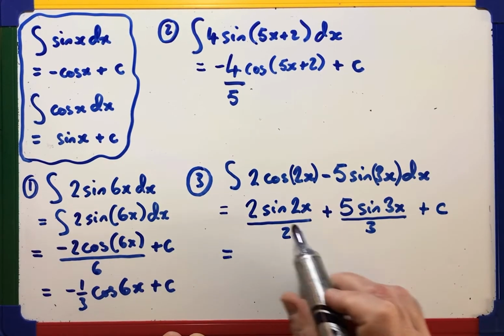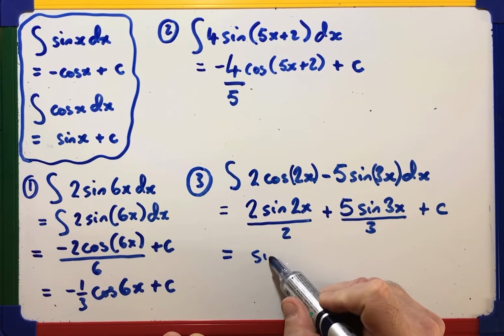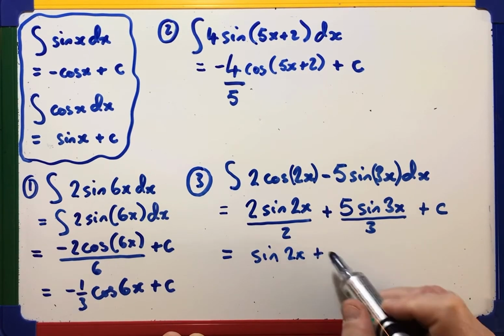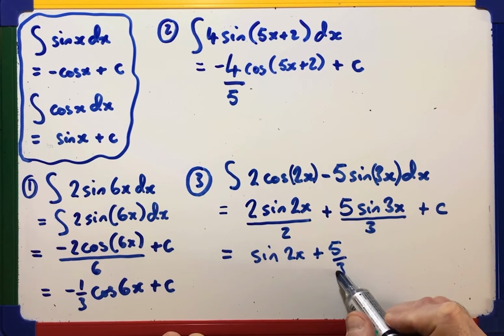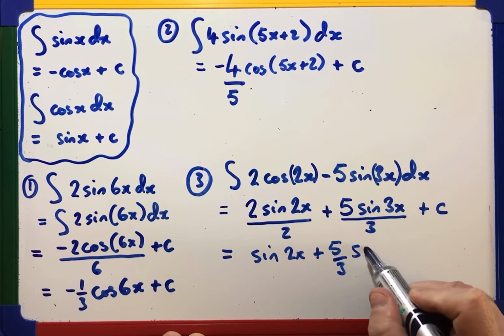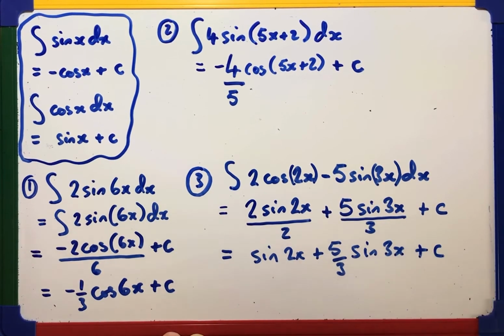Tidy it up a little bit. Well, 2 divided by 2 is 1, so we can write that one just as sine 2x. You could write that as 5 over 3. You can either write it as a big fraction or 5 over 3 at the start. Sine 3x plus c.